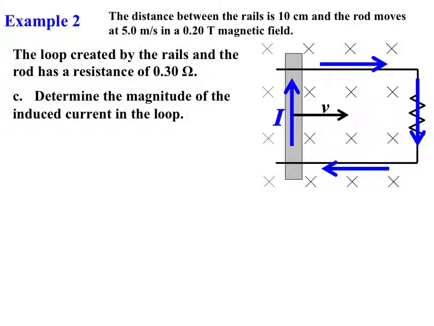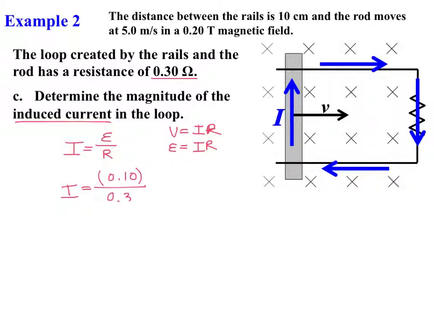So now we're told that the loop created by the rails and the rod has a resistance of 0.3 ohms, and we're asked to determine the induced current. Well, don't forget your circuit information. So current is equal to EMF or voltage over R, resistance. Again, this is coming from V equals IR, where V is being replaced with EMF. So our current is equal to our EMF that we solved for before over our new resistance, which in this case is just 0.33 amps.